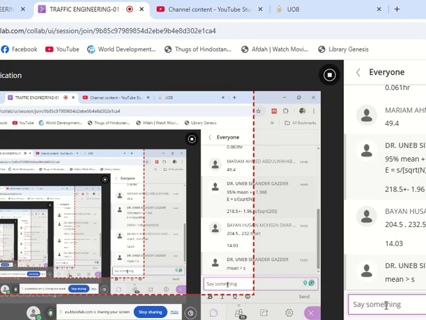So what Bayan is telling me here, the range is for this thing, the 95% confidence interval. So 218.5 plus minus 1.96. S value is 14.03 divided by square root of 20, and this gives you this range.